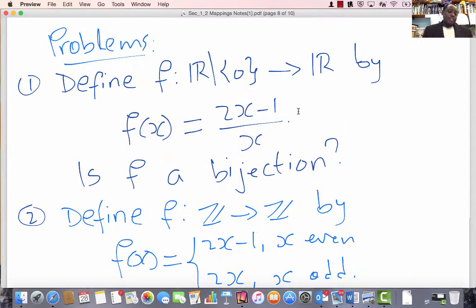Is f one-to-one? Again, what do we do? Suppose x1 and x2 are from the domain and are arbitrary, and f of x1 equals f of x2. That means (2x1 minus 1) divided by x1 equals (2x2 minus 1) divided by x2. Can I logically, without cheating, prove that x1 equals x2 just using simple equal signs? If that is the case, then f is a bijection. Otherwise, it is not.